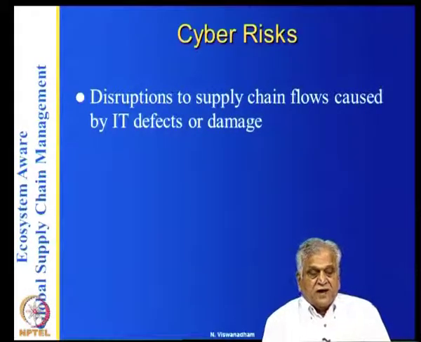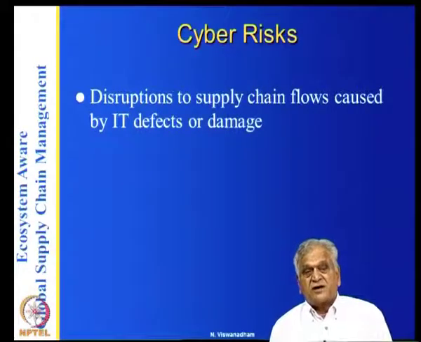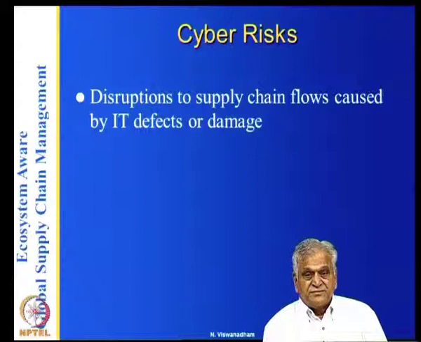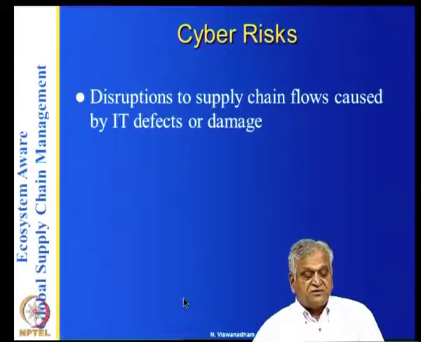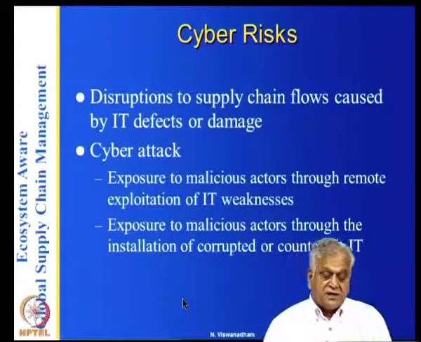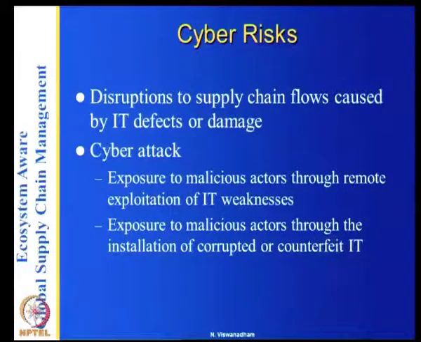I mean, you can have backups, your battery for your own computers and so on. What about your network? It becomes inoperable. So this disruption to the supply chain flows by IT is called cyber risk. And if it happens due to a natural calamity, that's a different thing. But it is happening as cyber attacks. In other words, somebody is doing this intentionally. This is like a war.